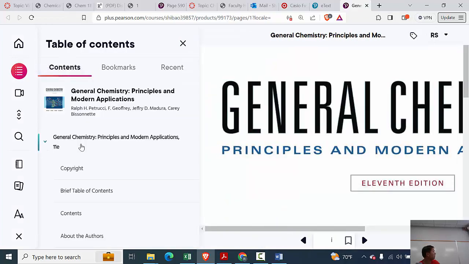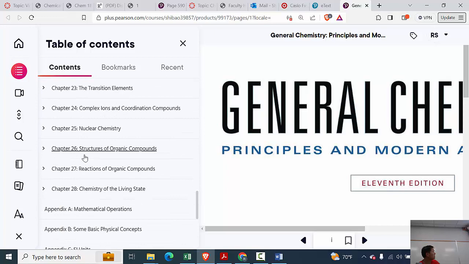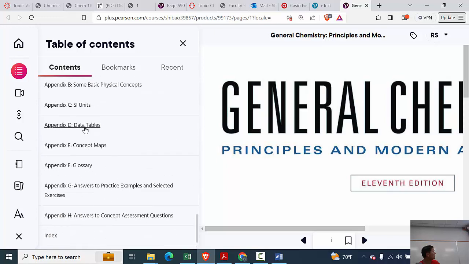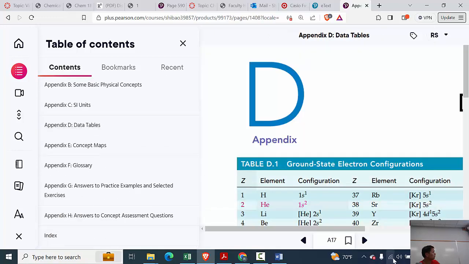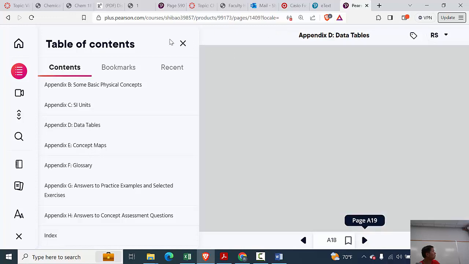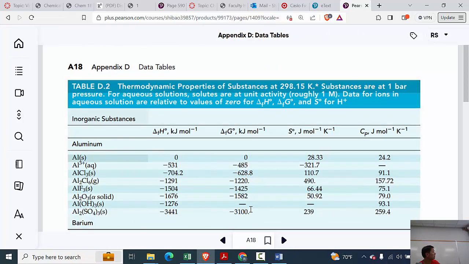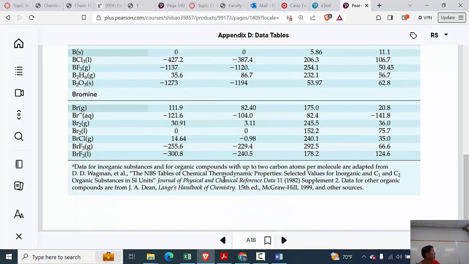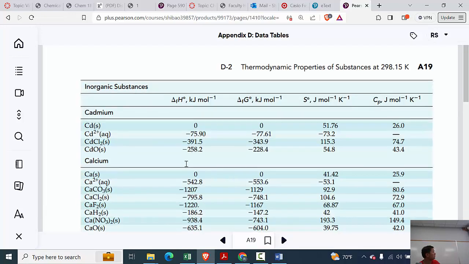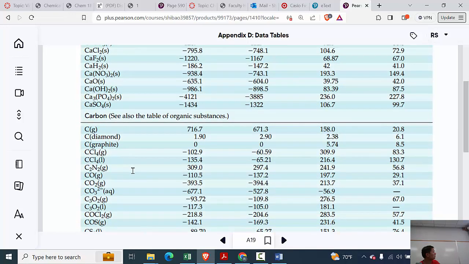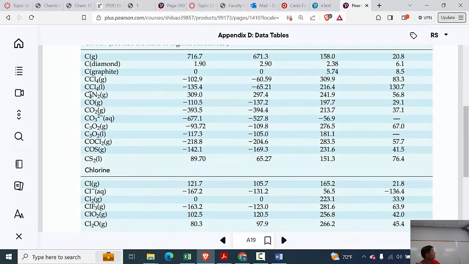So for methane and CO2, we're going to look at carbon in Appendix D. Which is element number 6. Oh, actually, this is alphabetical. So we'll just go to C. All right. Here I see CO2. So let's go ahead and write that. Minus 393.5.